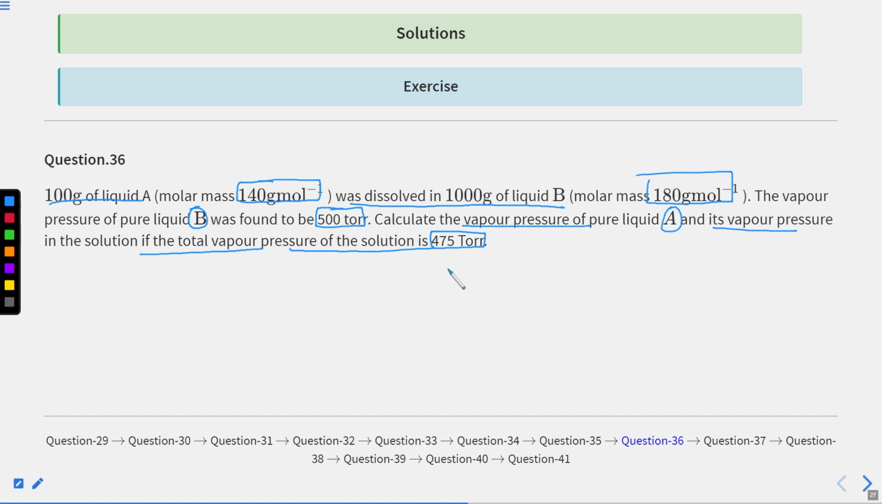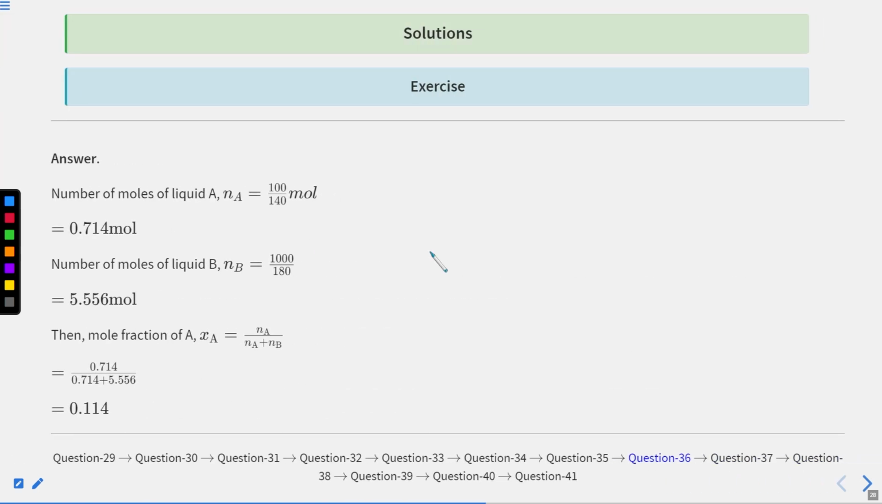So first of all, how will you calculate all of this? The total pressure is given, and we have to calculate the vapor pressure of pure liquid A and its vapor pressure in the solution, while the vapor pressure of pure liquid B is mentioned. So some things are given and two things we have to calculate. Let us see the solution.